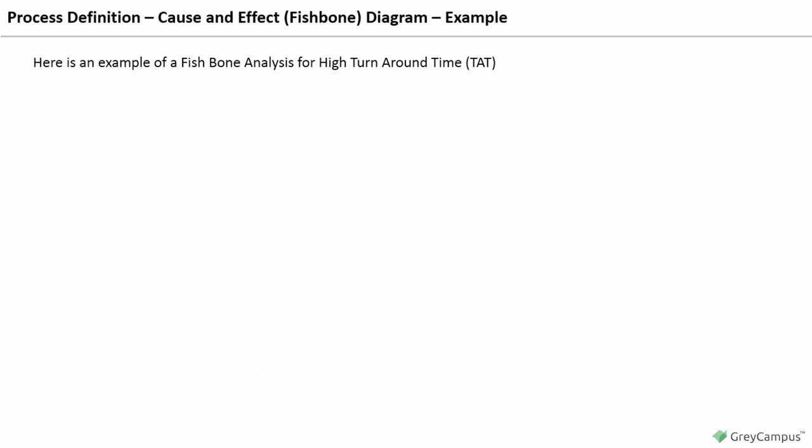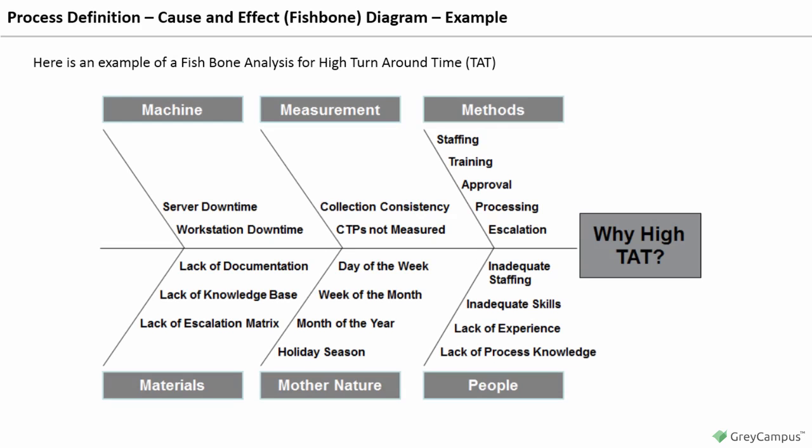Example. Here is an example of a fishbone analysis for high turnaround time, or TAT. As you can see in the diagram, the possible root causes categorized under methods are staffing, training, approval, processing, and escalation. The categorization under people includes inadequate staffing, inadequate skills, lack of experience, and lack of process knowledge.